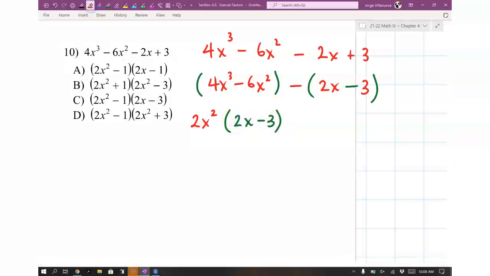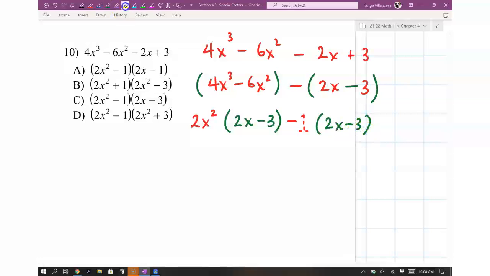Is there anything that I can factor from the second parenthesis? Do they have anything in common? I'm seeing some of you shaking your heads, which is correct. I cannot factor anything from 2x minus 3. So in other words, in the front, there's like a phantom 1. But all that's left here is a 2x minus 3. You can't factor anything. 1 is the only thing you can factor.